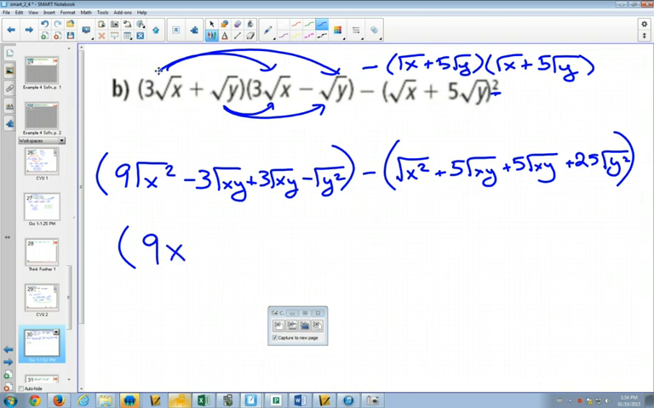So square root of x squared will just be 9x. Can you see that these two are identical, but one is positive and one is negative? That always happens when you have a conjugate. So we're going to have 9x, and then the last thing I have is minus the square root of y squared, which will just be minus y.